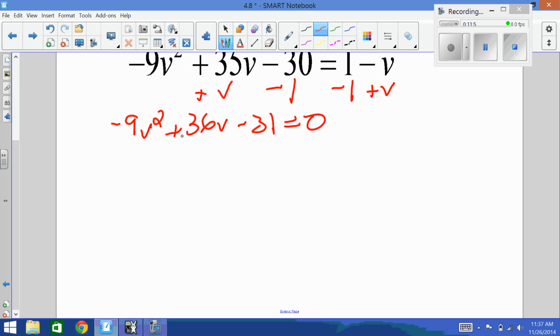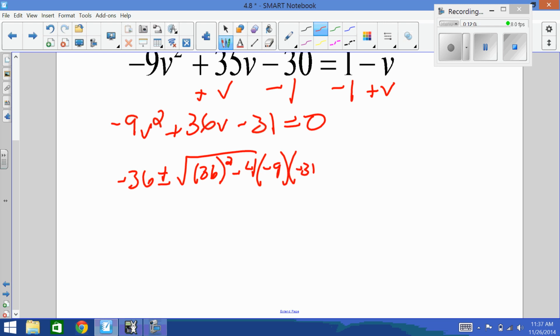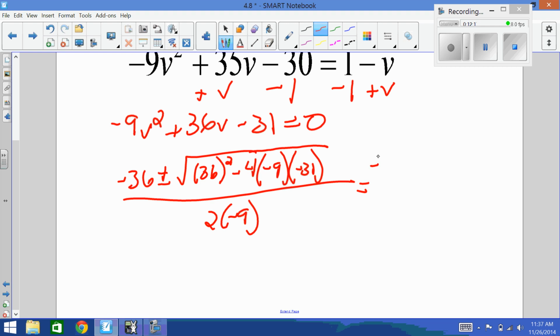All right, so b is 36, so it'll be negative 36 plus or minus the square root of 36 squared minus 4 times a times c all over 2 times a. All right, so we got negative 36 plus minus. All right, let's use a calculator and see what we got on the inside here.